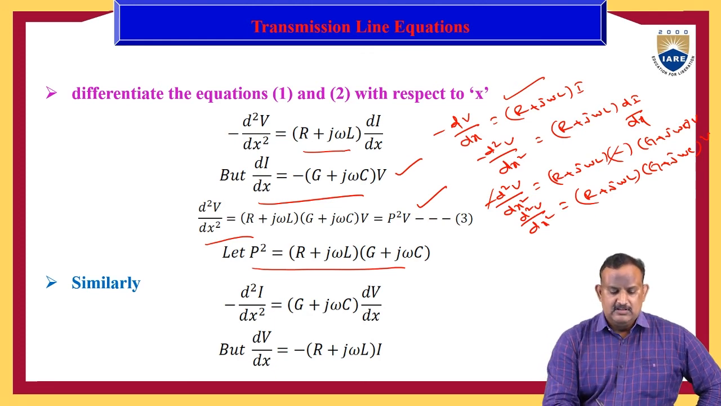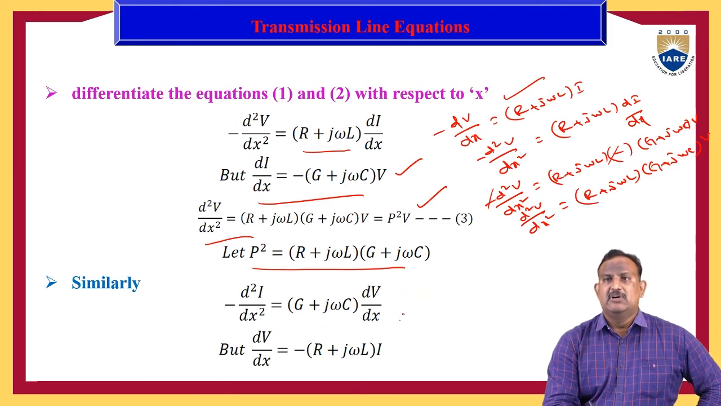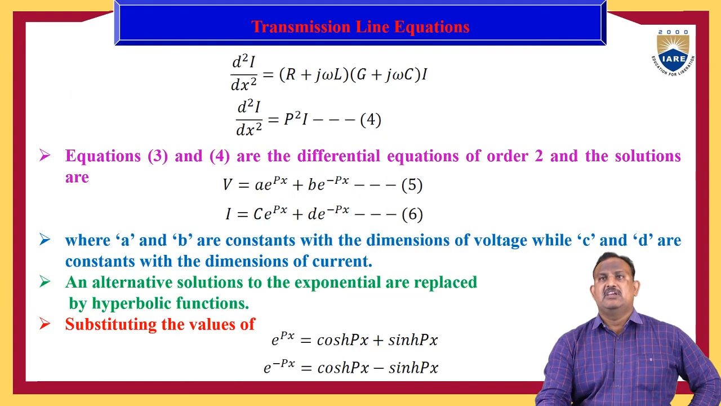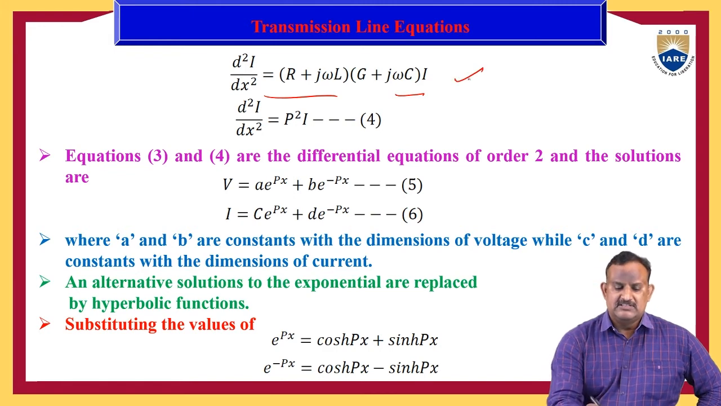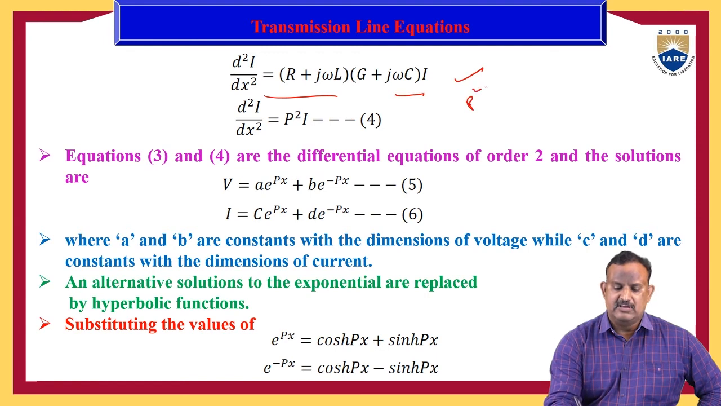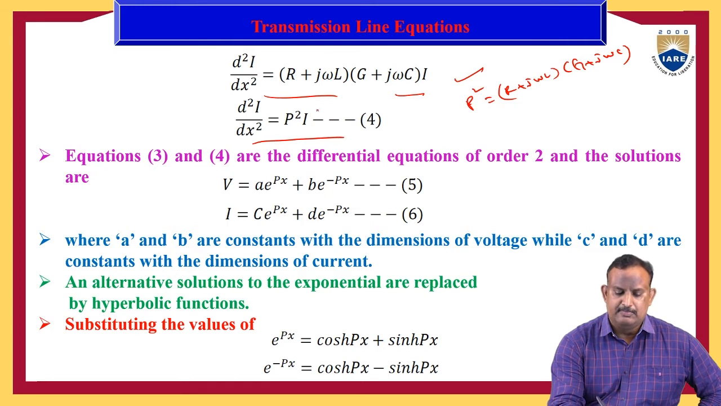Similarly, if we differentiate the current equation, minus d square I by dx square equal to G plus j omega C into dV by dx. But we know that dV by dx equal to minus of R plus j omega L into I. Minus cancel each other on both sides. Therefore, d square I by dx square equal to R plus j omega L into G plus j omega C into I. So in place of R plus j omega L into G plus j omega C, I am substituting P square. Therefore, the equation becomes d square I by dx square equal to P square I.